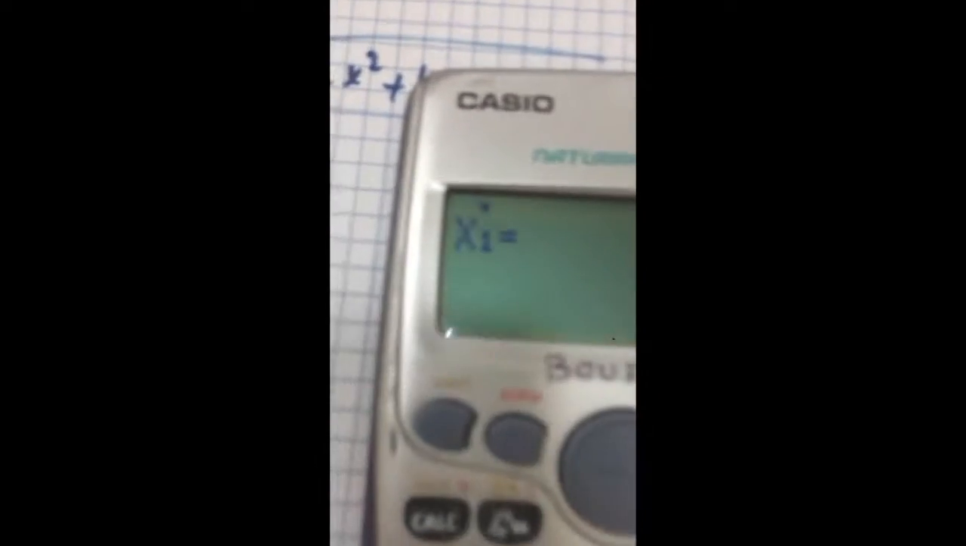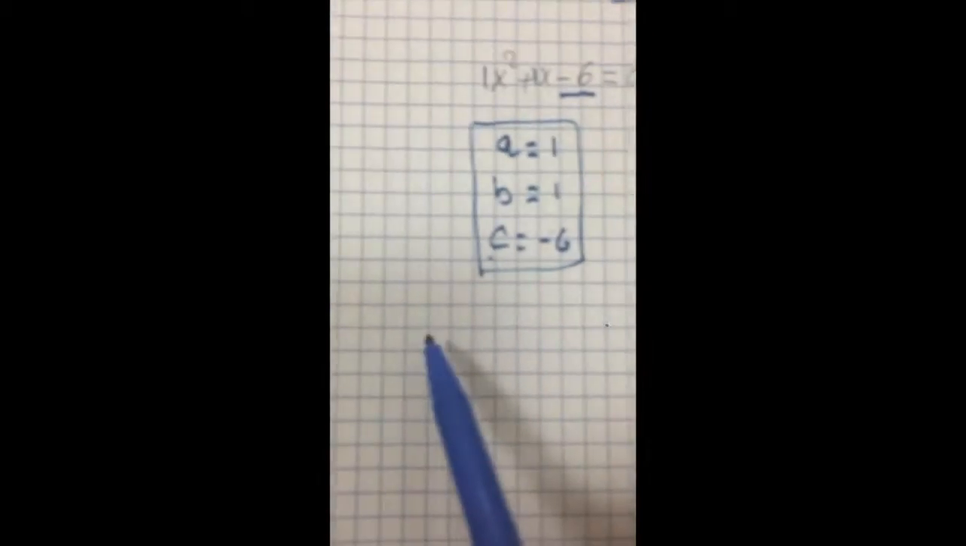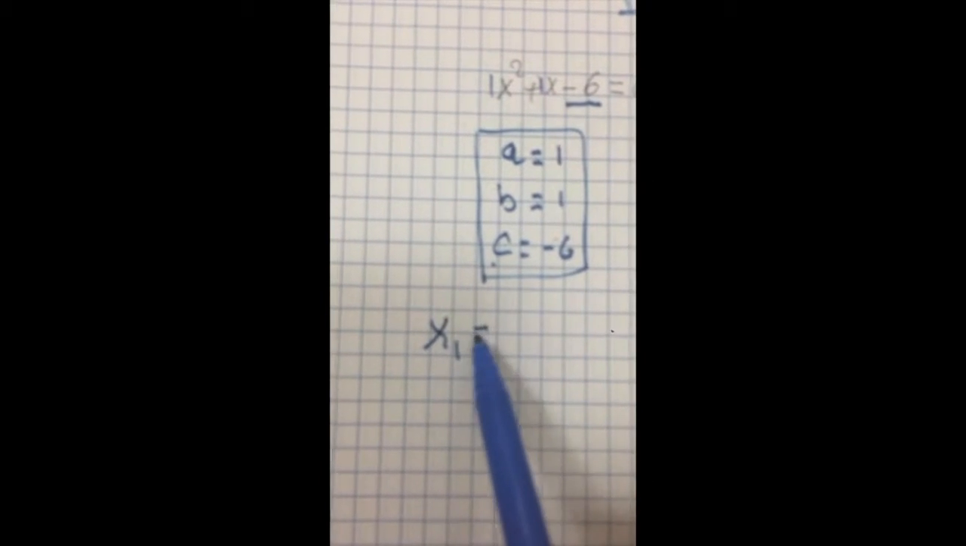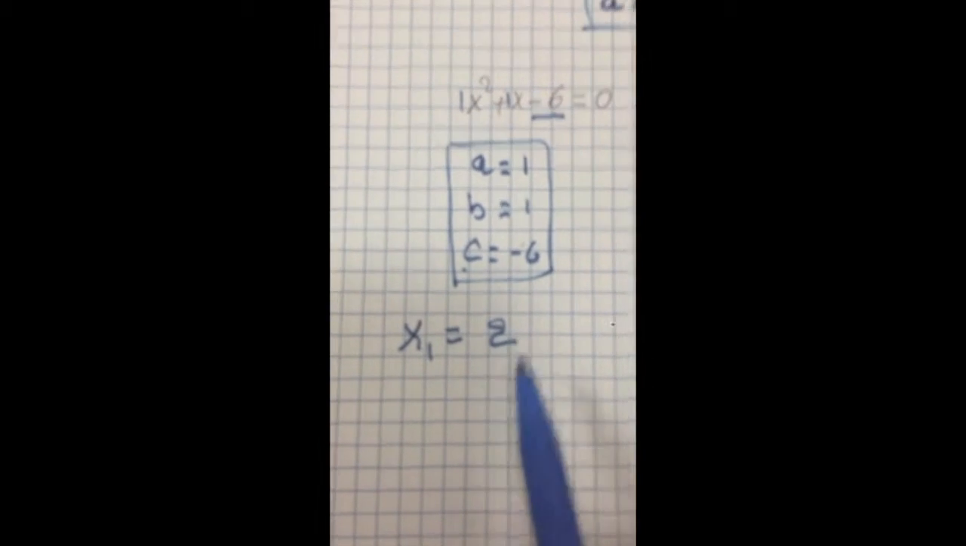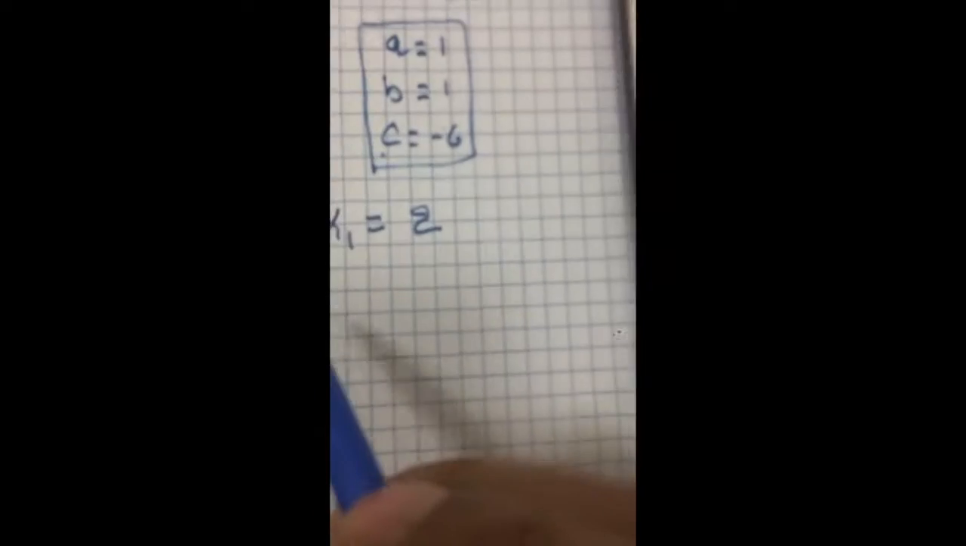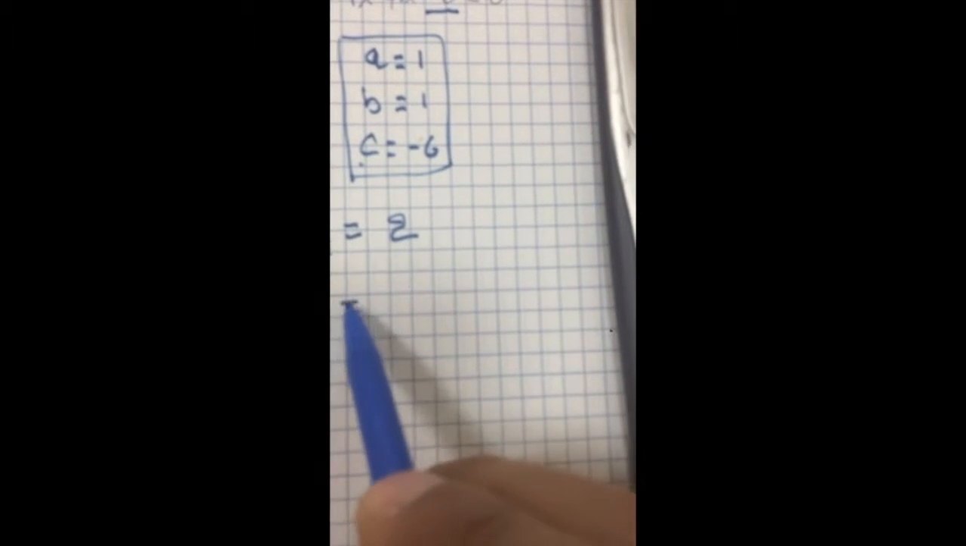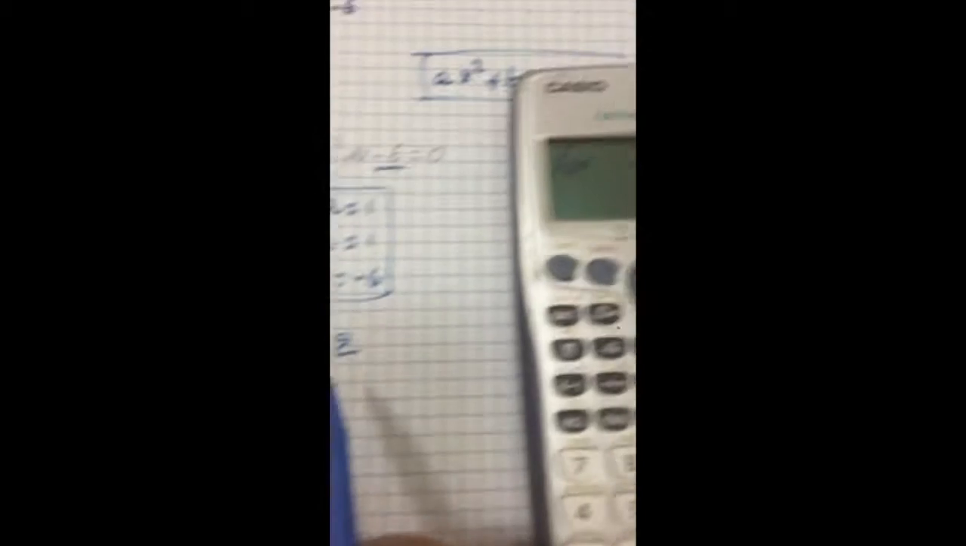Minus 6. Press equal to get your first solution. x1 equals 2. So the first solution of the equation is 2. Press equal again to get the second solution. Second solution is minus 3. So x2, second solution, equals negative 3.